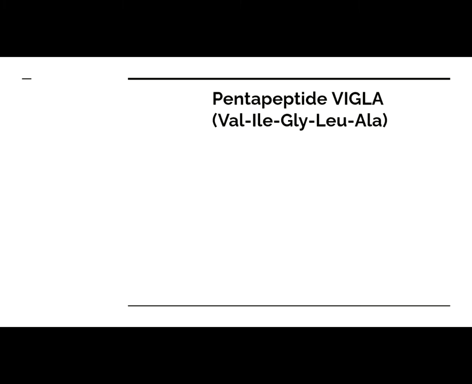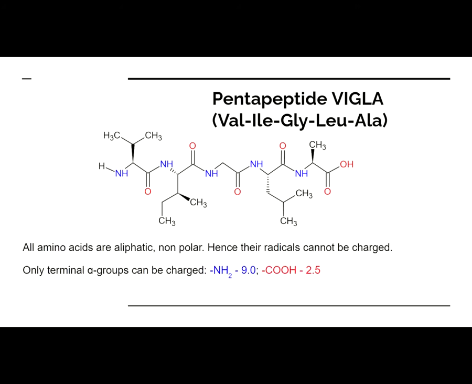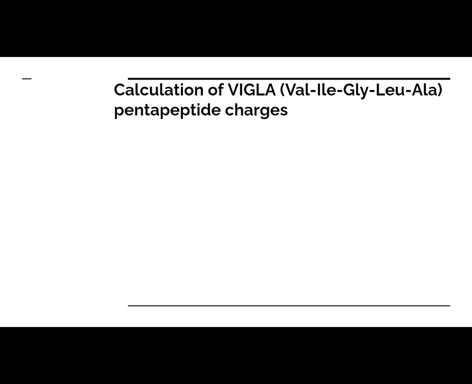The first peptide we shall analyze is VIGLA, which consists of valine, isoleucine, glycine, leucine and alanine. So we can read this peptide as valine, isoleucine, glycine, leucine and alanine. All amino acids are aliphatic nonpolar, hence the radical cannot be charged. Only terminal alpha groups can be charged. These are the amino group NH2 with pKa 9.0 and COOH with pKa 2.5. So the calculation of this pentapeptide's charges looks like this.